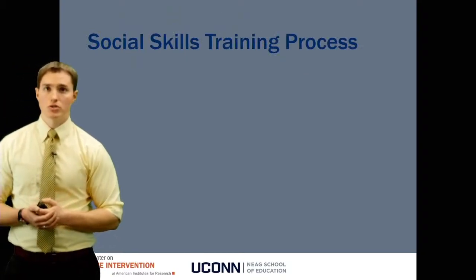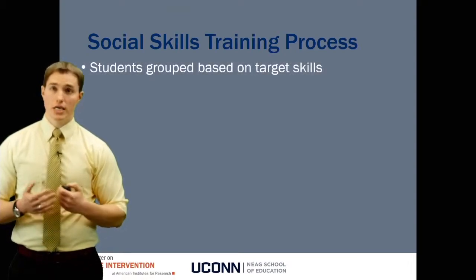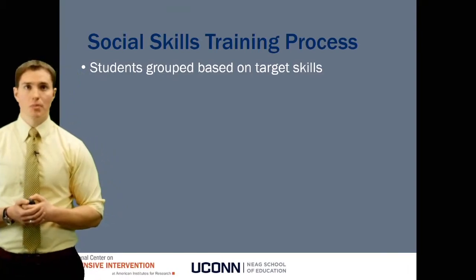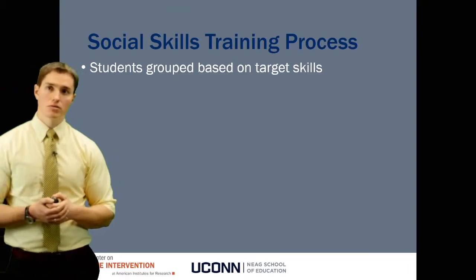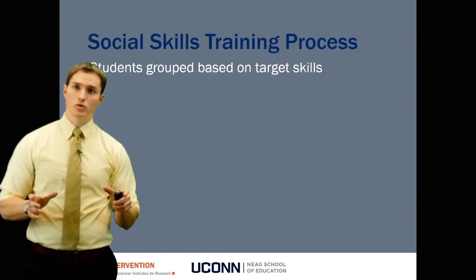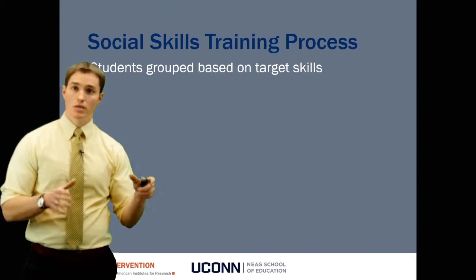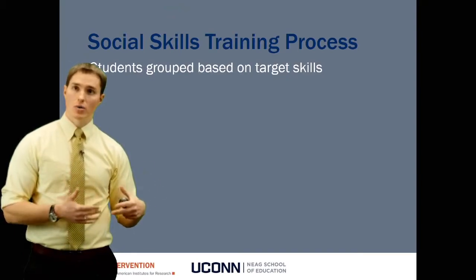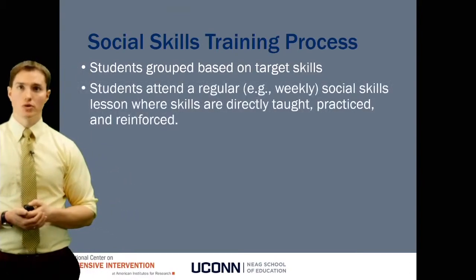What does the social skills training process look like? First, what you're going to do as the implementer is identify students and group them based on their target skills. If you have students focusing on different target skills, or if you believe that you have different groups of students whose challenging behaviors function to get or obtain or escape or avoid different consequences or outcomes, you're going to want to group those students accordingly. So first you group your students.